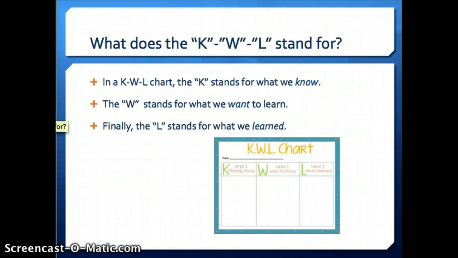What does the K, the W, and the L stand for? In a KWL chart, the K stands for what we know. The W stands for what we want to learn. And finally, the L stands for what we have learned.